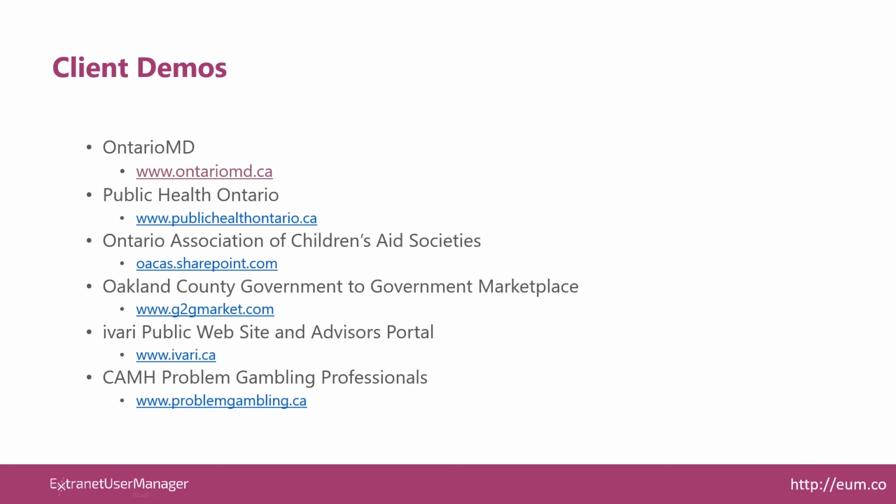It's basically providing pre-approved IT solutions to municipal governments throughout the US. Avari is an advisors portal for insurance advisors. CAMH is about problem gambling, so treatment professionals and researchers working in that field come into the site from there. So those are just a few examples of different sites. Like I mentioned, we've got lots of different clients through there.